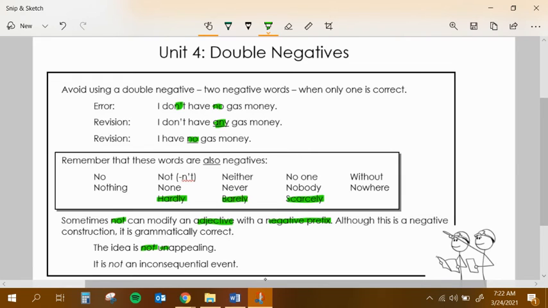If someone says it is not an inconsequential event, it means it is a consequential event, meaning it is an important event. Sometimes we use the double negative like this in a stylistic way because we want to stress what it's not. So as you work on your bottom part of this worksheet, a lot of these will have errors, but a few of them are intentional and shouldn't be corrected. See what you can do.